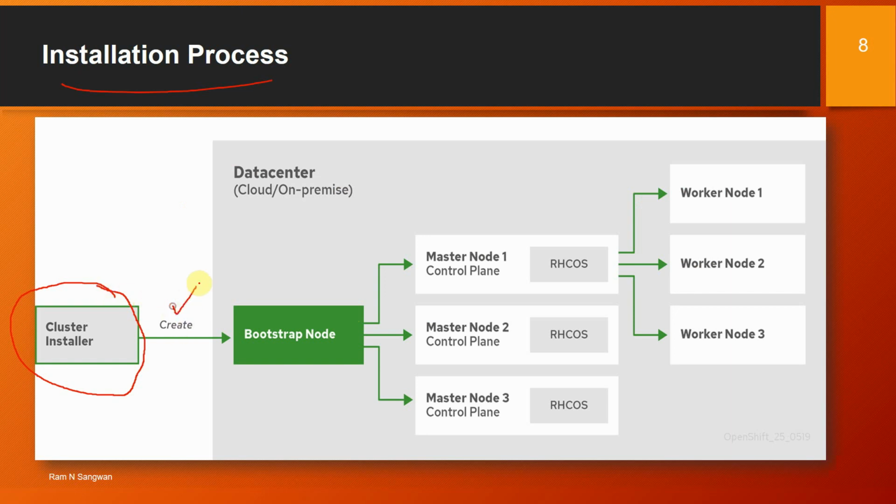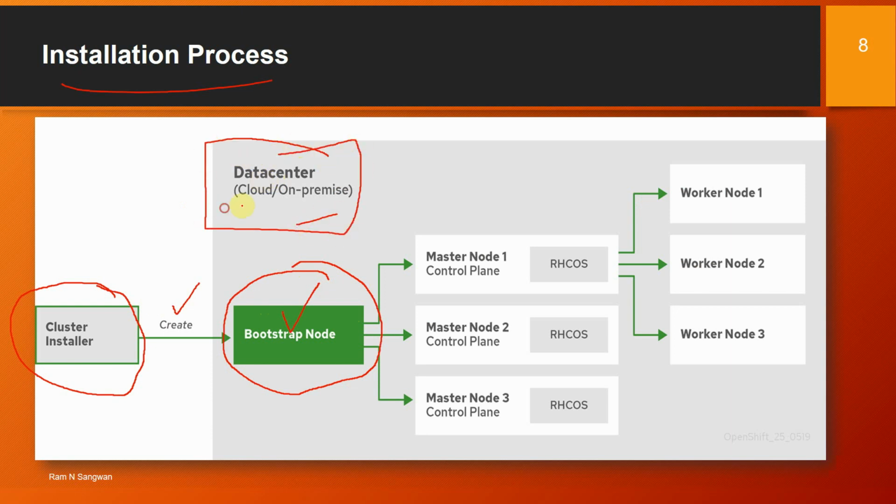This installer program will create one node that is temporary in nature. Once the installation is complete, that will be destroyed automatically. We call it the bootstrap node, and this is created in the data center, on premises or cloud. If you are using bare metal, it is on premises. If you are using cloud, obviously it works on cloud. This bootstrap node will create the master node. We call it the control plane. Master node 2, that is another control plane, and master node 3. Three master nodes will be created.